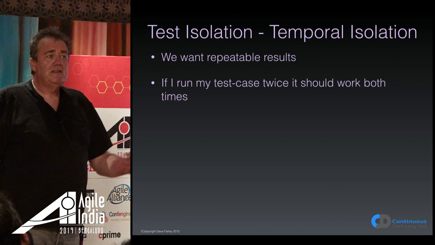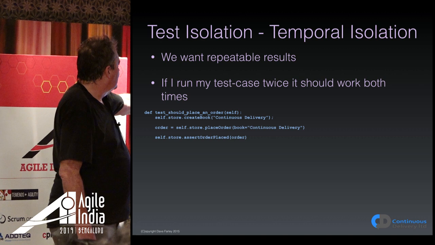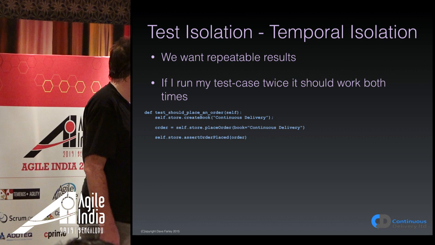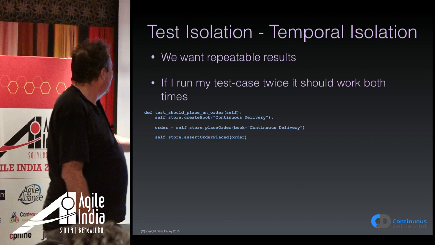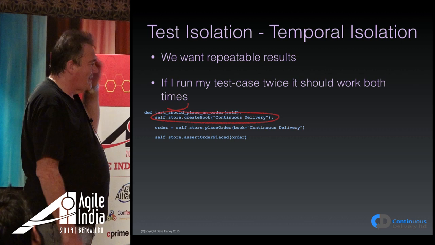Here's a trivial example. So I'm going to have a test, should place an order for a book. So I'm going to have a store, and I'm going to create a book called Continuous Delivery. Jez would recommend that to you, I'm sure. We're going to place an order for the book. You can buy more. And then we're going to assert that the order is placed. And the first time we run that's fine. So the bit that's interesting in this example is this.